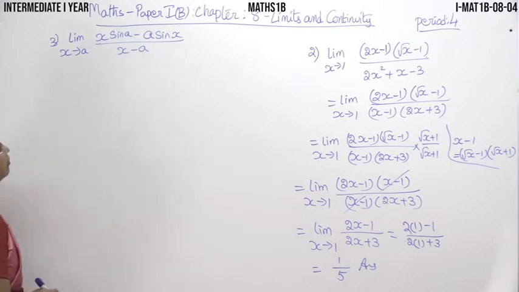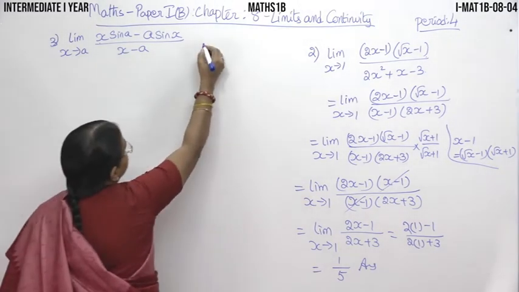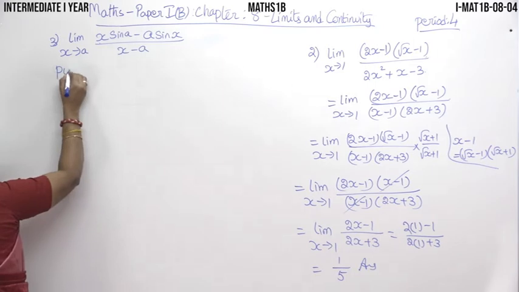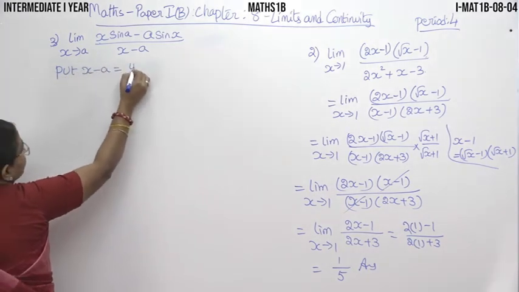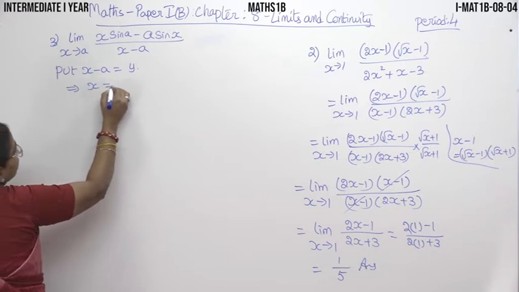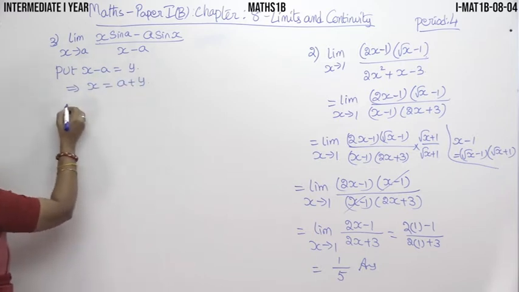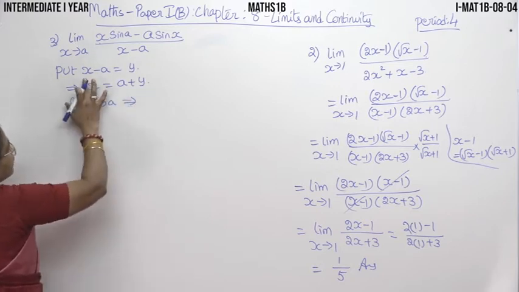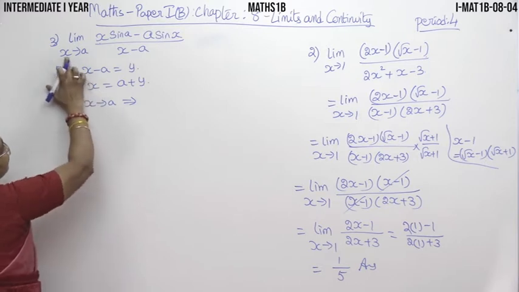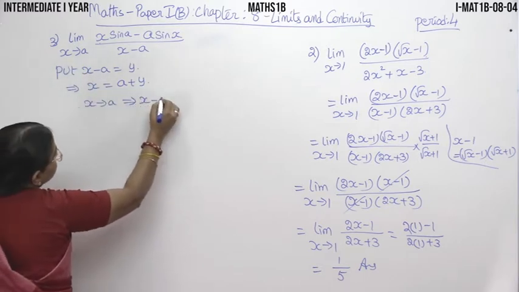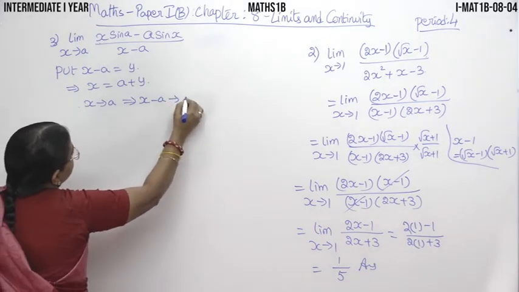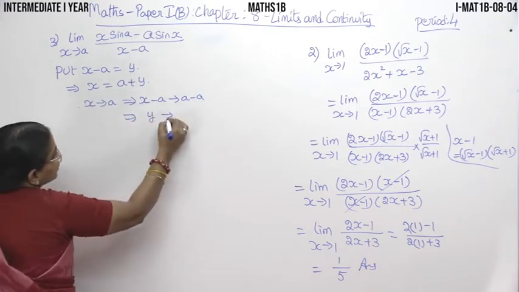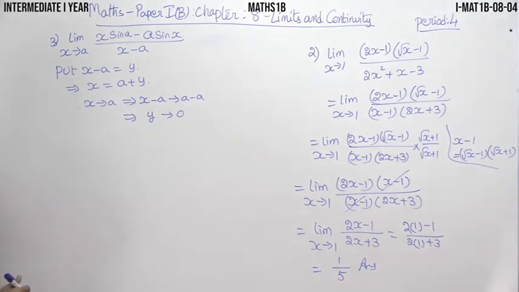So here also we'll use substitution. Put x minus a is equal to some y. Then it implies that x is equal to a plus y. Now as x tends to a, x minus a tends to a minus a, that means x minus a, which is y, tends to 0. So y tends to 0.